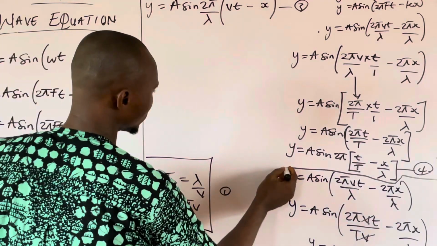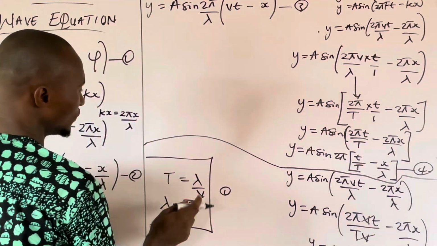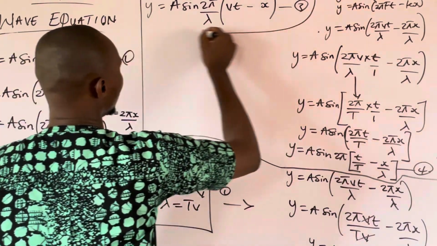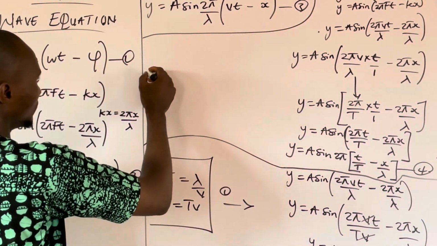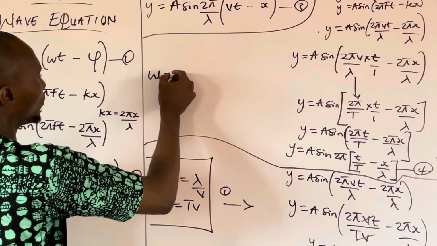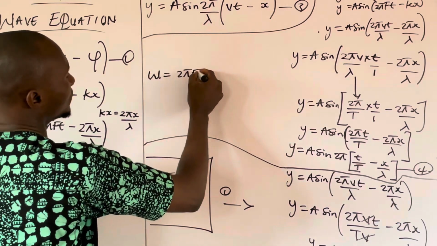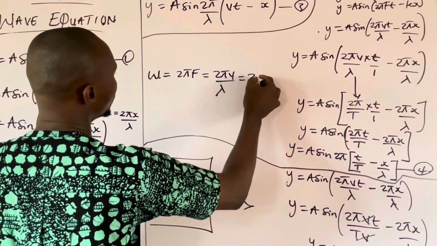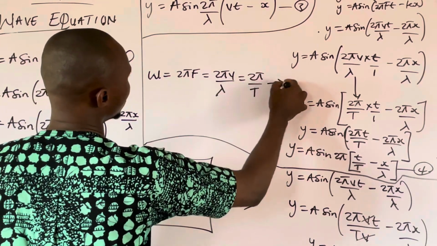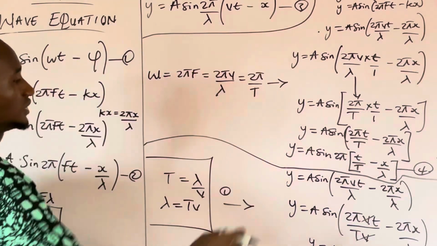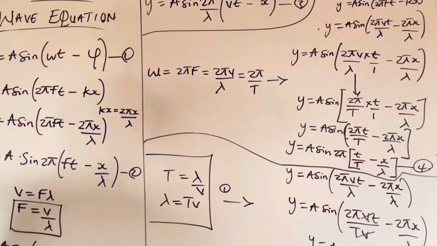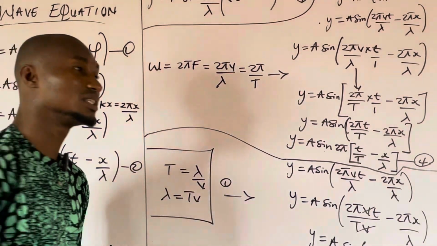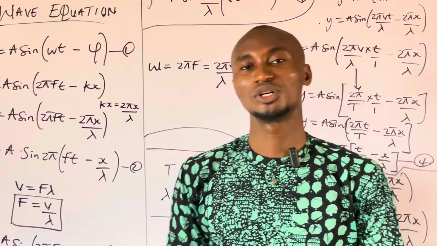Now, for this, we use this. For this, make use of w equal to 2 pi f, which is equal to 2 pi v over lambda, which is equal to 2 pi over T. This is the whole of that, and this one is for this. So it is easier that way. Equation 3, equation 4.